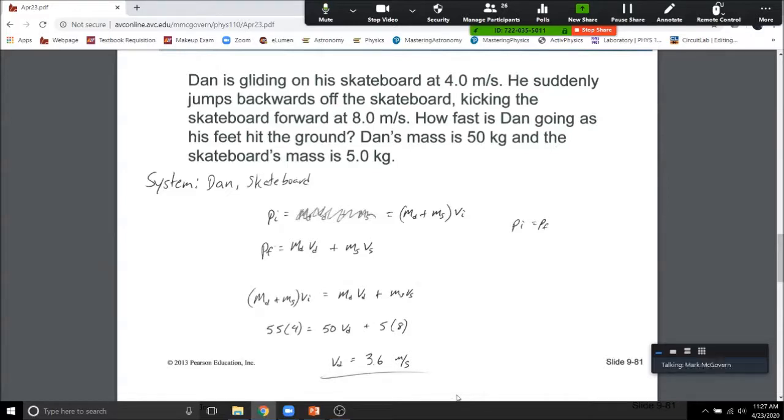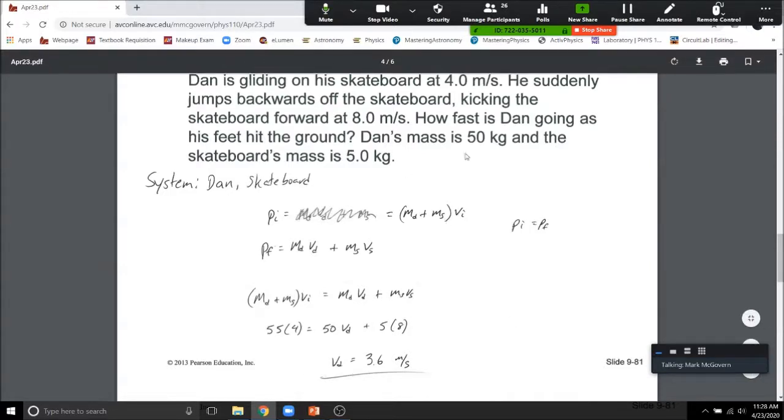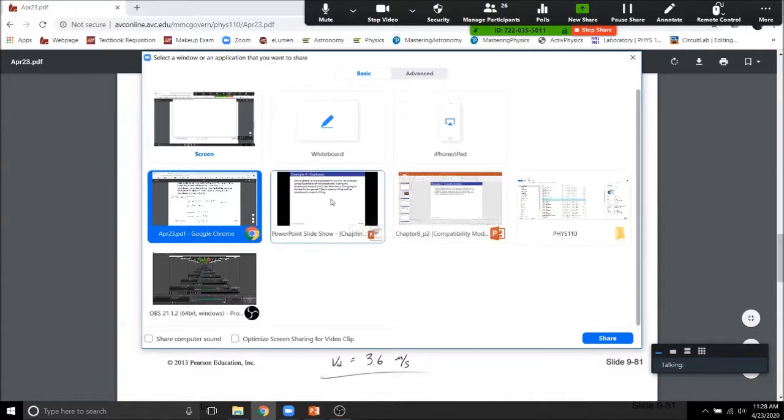Oh yeah, it does. It's 10% slower. Yeah. All right, Dan's 10% slower because the skateboard is 10% the mass. That stuff's cool. Anyway, but the math shows you that. But the proportionality stuff's really cool. Yeah, 10% of Dan's mass, so he goes 10% slower. Nice stuff. Okay, let's go back to the PowerPoint.